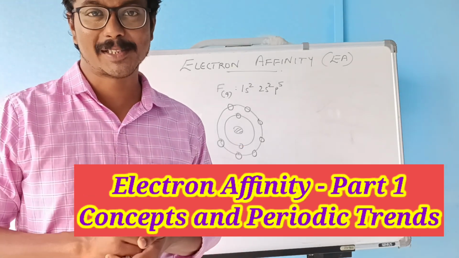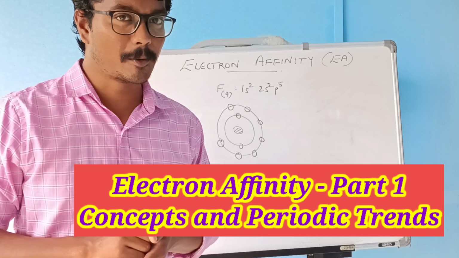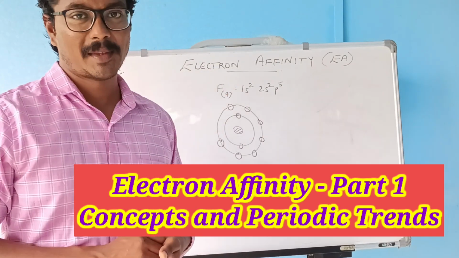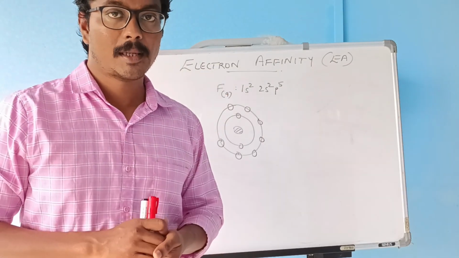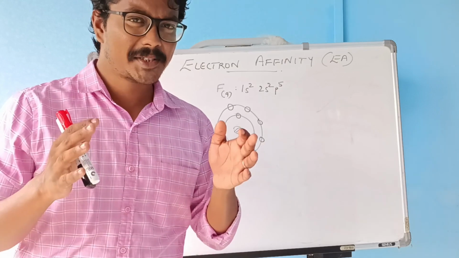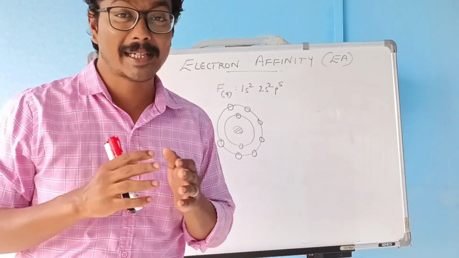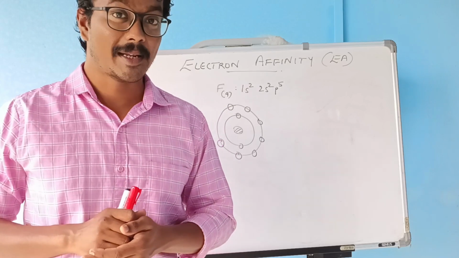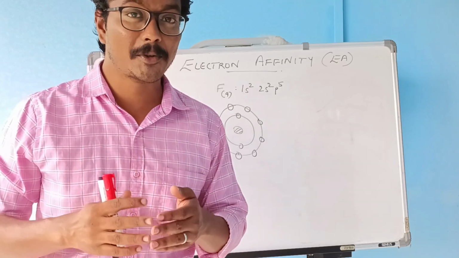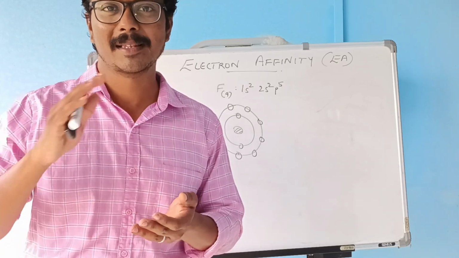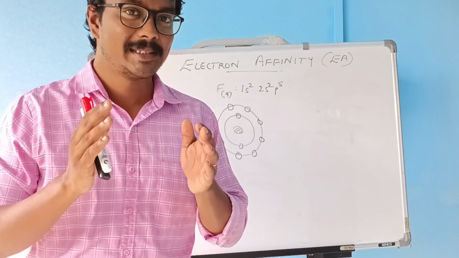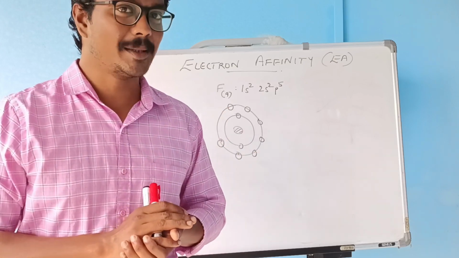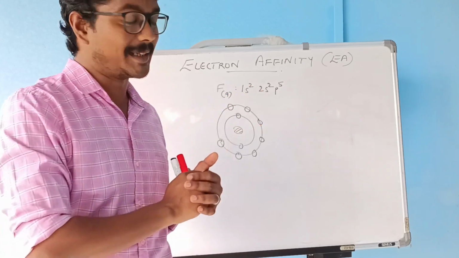Today I am going to discuss with you one of the important periodic properties, electron affinity. We have already learned about ionization energy. Ionization energy measures the capacity of an atom to change into a cation. That means it's the amount of energy required to remove an electron from the valence shell of an atom. Just opposite to the same concept, let's discuss in detail.